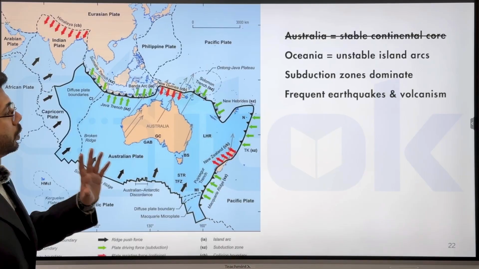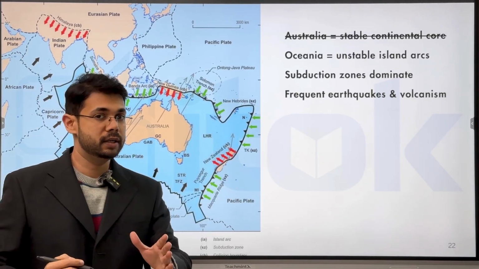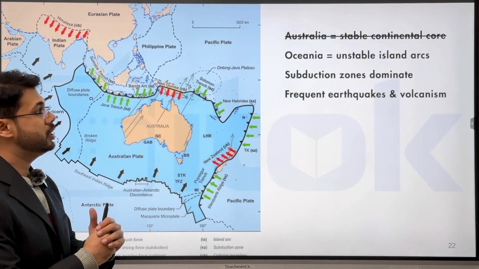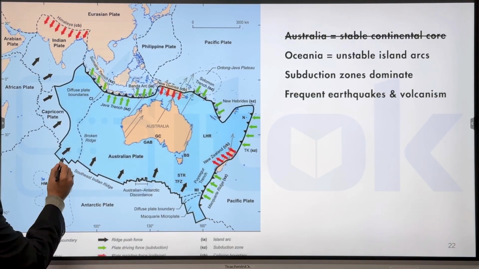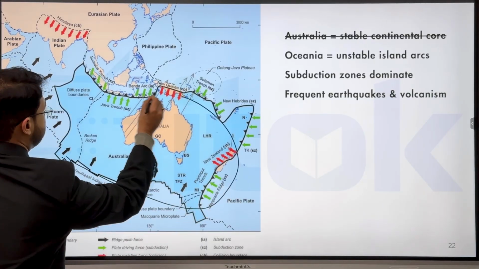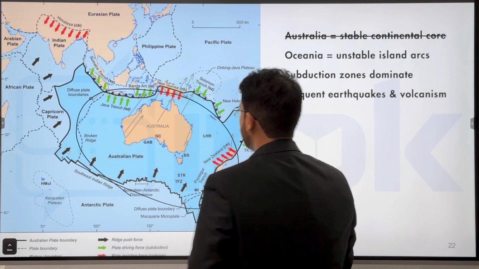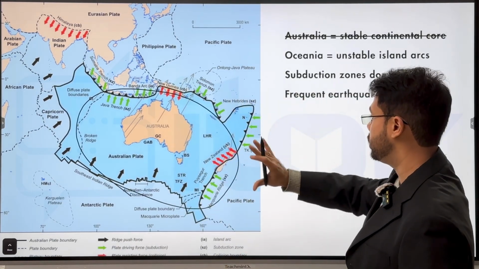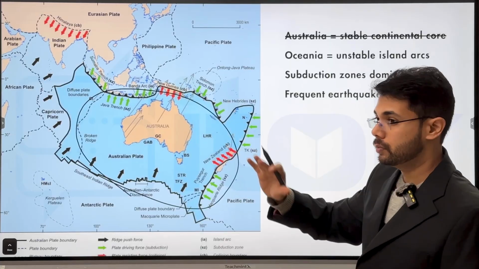Now, we are focusing on Oceania as a whole and not on Australia. What had we learned in Australia? We had learned that Australia is a stable continental core. Things are happening around Australia and not within Australia. Now we are entering into Oceania, that is, we are touching non-Australia portions of Oceania.